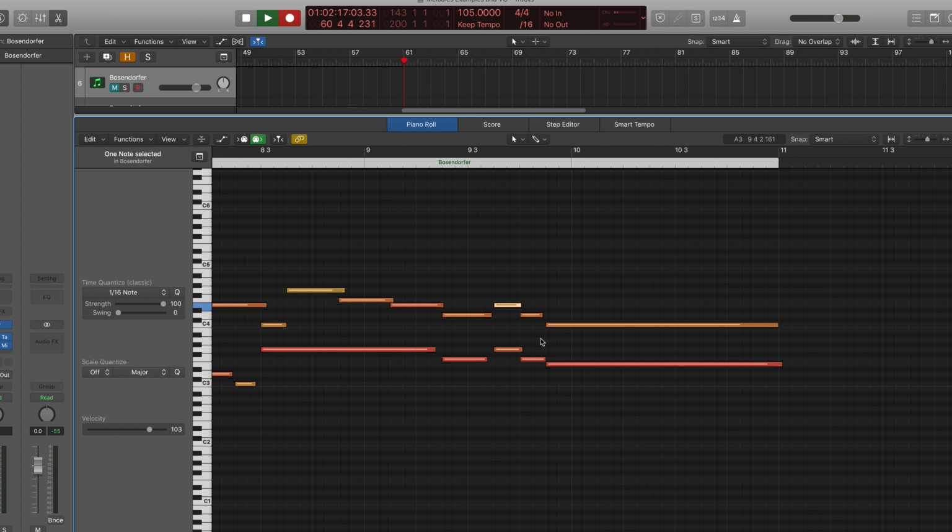We have a harmony. A harmony is two or more notes put together, essentially forming a chord. And what we have here is a D and an F, which is a minor third interval. We then have an E and a G, which is a minor third interval, and then it goes back down to D and F, and then it goes to C and E, which is a major third interval.